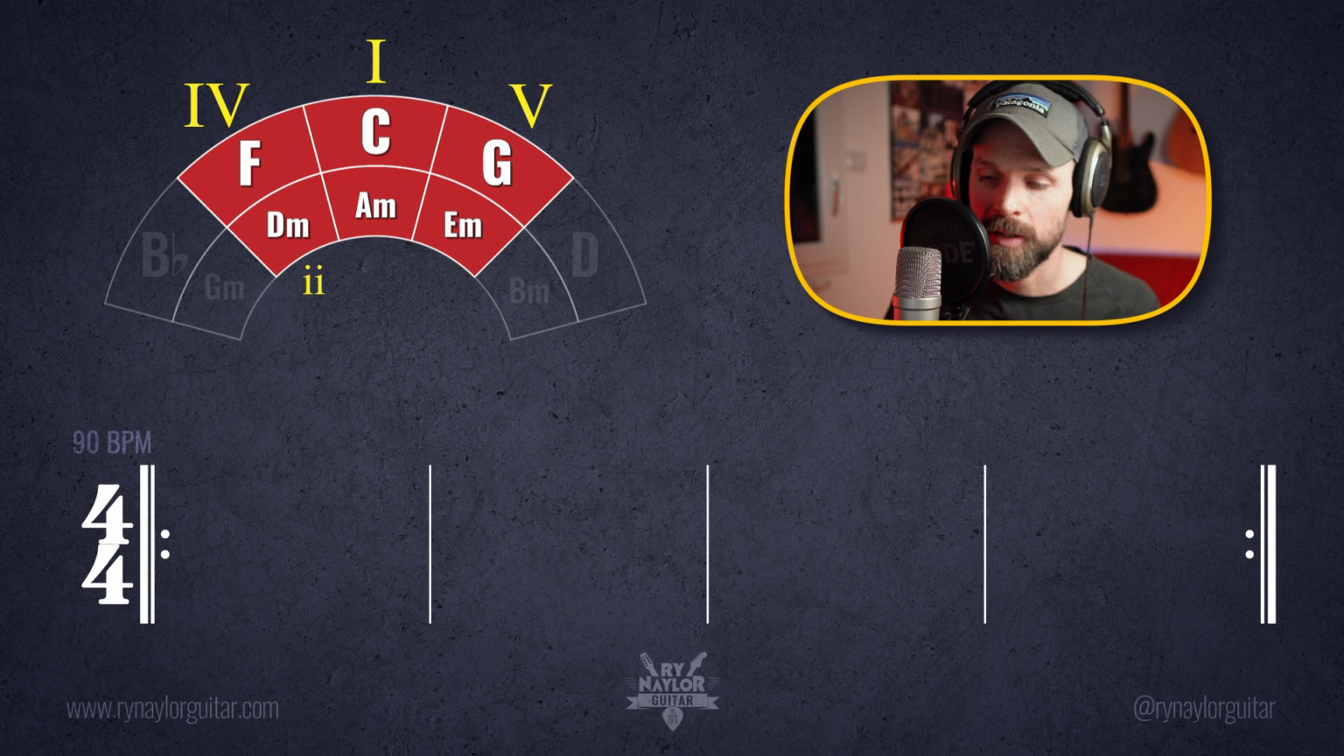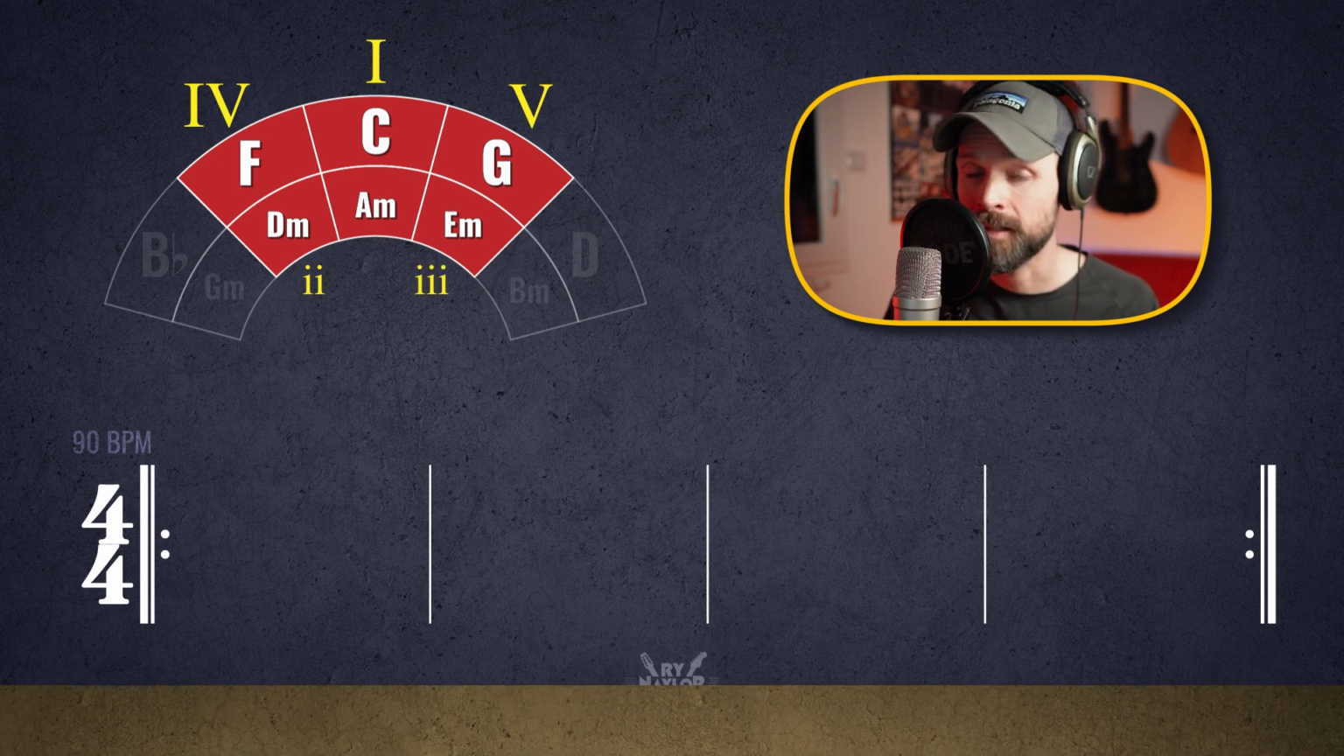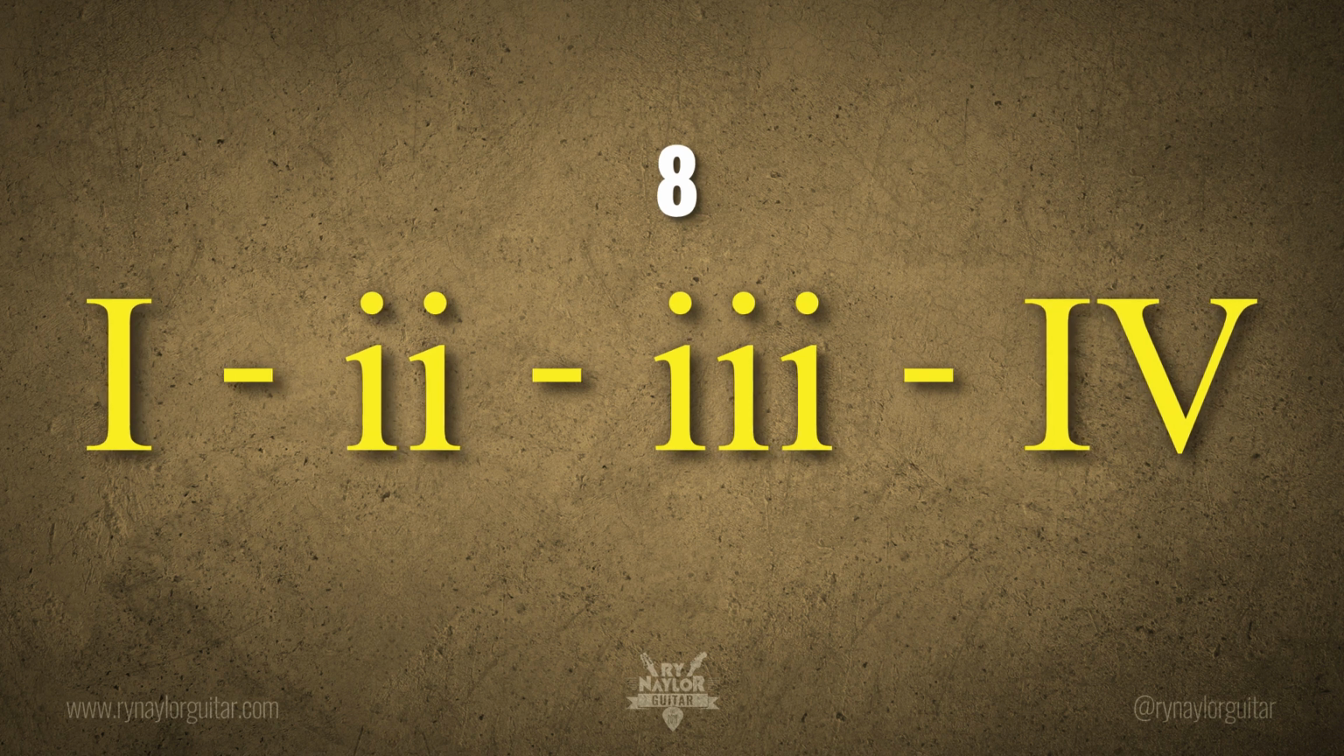Let's take another progression beginning 1, 2. This time we're going to go ahead and do what I call the walk up. That's 1, 2, 3, 4. So C, D, E, F. As we look to the circle, that's C, D minor. The 3 is E minor, and then F major. Let's give that a listen.